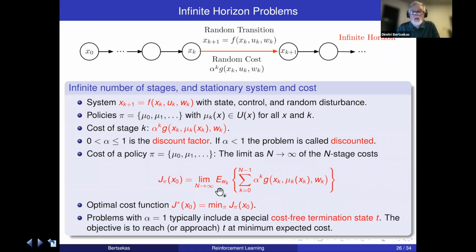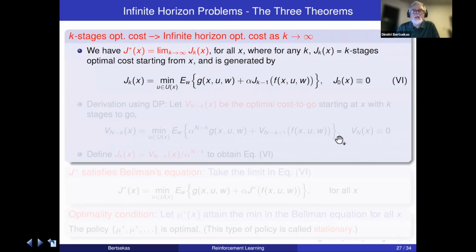So this is the framework. The infinite horizon cost is the limit of finite horizon cost. And the theory of infinite horizon problems also revolves around the relation between the infinite horizon results and the finite horizon results. In particular, there are 3 theorems in infinite horizon problems that tend to hold for each type of problem.